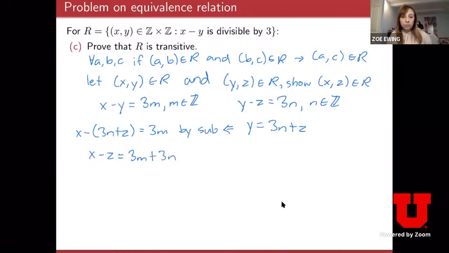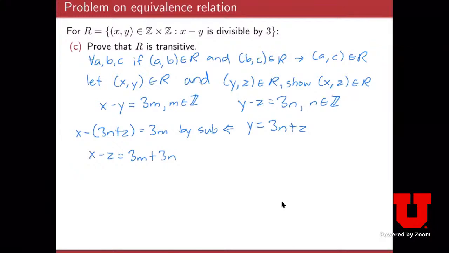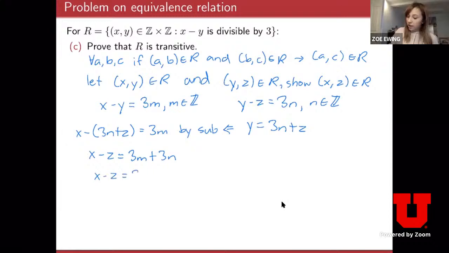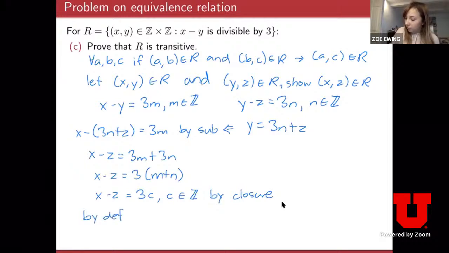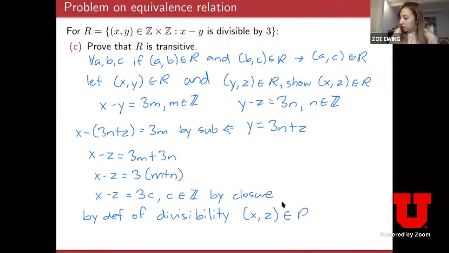What can we do next? Factor the 3. x minus z is 3 times (m plus n), which means that x minus z is equal to 3c, where c is in the set of integers by closure. And then by definition of divisibility, we have that (x, z) is in the relation, so R is transitive.